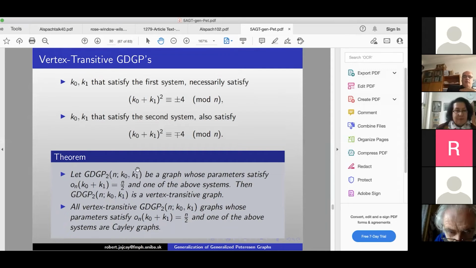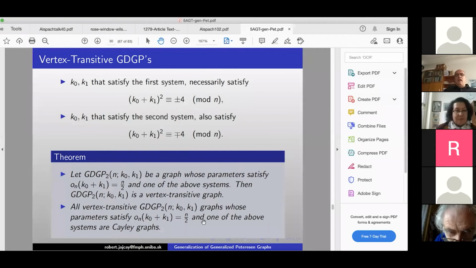So if I have a graph where the groups are of size 2 and they are defined by two numbers K sub 0 and K sub 1, and if these parameters satisfy this, the order of the element in Zn is n/2 and one of the above systems, then I'm guaranteed to have a vertex transitive graph. So this is a way to get many more, not only the 1, n minus 3, but further vertex transitive graphs for groups of size 2. And somehow they are defined in a similar way as the vertex transitive graphs for generalized Petersen graphs. And we say that it's a sufficient condition. If this is satisfied or this is satisfied, then the graph is vertex transitive. And I should also say not only are these graphs vertex transitive, but they are in fact Cayley graphs. So all of these that satisfy this are Cayley graphs.